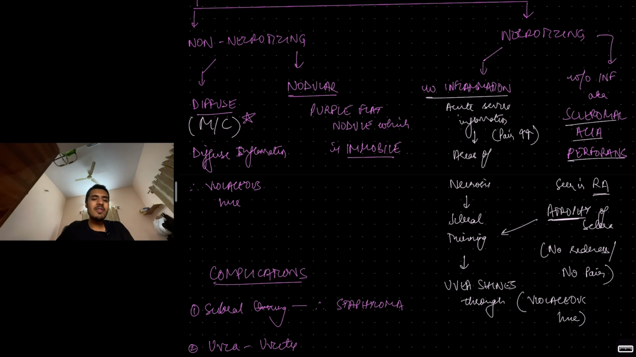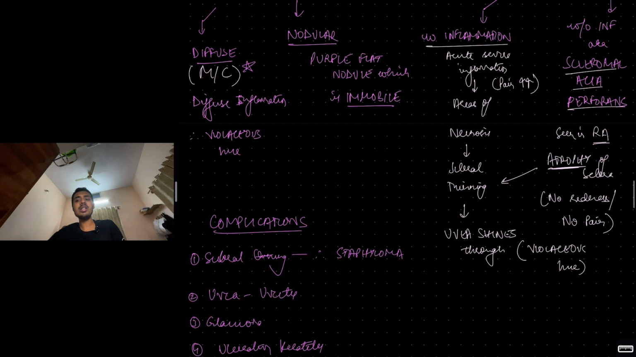Again, you'll have diffuse inflammation, so you'll have a diffuse violaceous hue everywhere. So that is diffuse. Nodular: just like how you had red flat nodules in episcleritis, here you'll have purple or violet flat nodules which are immobile. It is in the sclera proper. In episcleritis, you could move that nodule around. Here you cannot move it around because it is in the sclera proper. So that is nodular non-necrotizing scleritis.